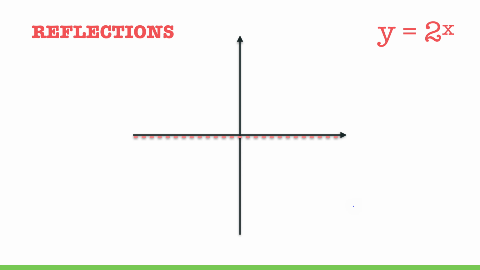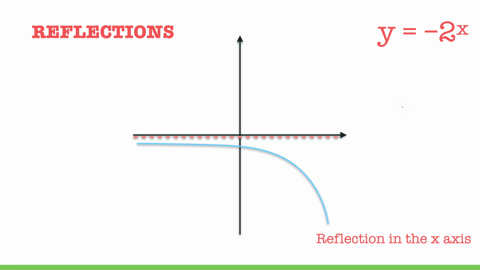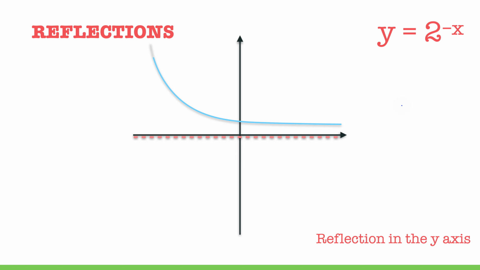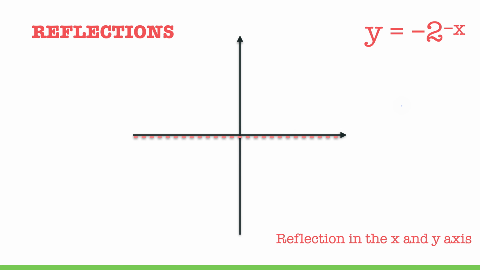So that's a little bit confusing, having all graphs at once. Let's just very briefly summarize these reflections. So when we have our normal graph, 2 to the power of x, it will look like this. -2 to the power of x, that is a reflection in the x-axis. 2 to the power of -x is a reflection in the y-axis. And -2 to the power of -x is a reflection in both the x and the y-axis.